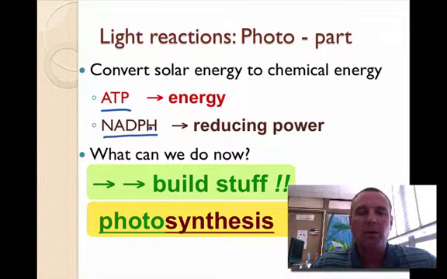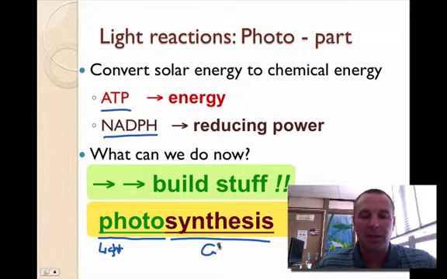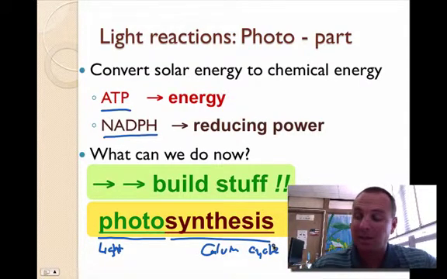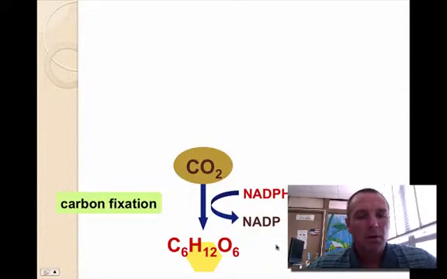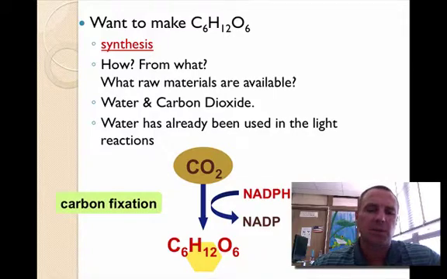So what can we do now from here? Well, actually, we're going to build stuff. So we've just done the photo part in the light reaction, right? It's the light reaction. And now we're going to do the synthesis part in the Calvin cycle. Now, do you remember what synthesis means? I hope you do. Synthesis means to make. So we're going to make something. All right. Now, what we want to make is C6H12O6, which is simply glucose.